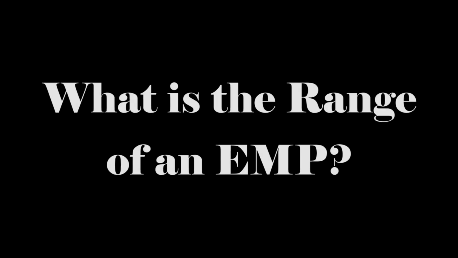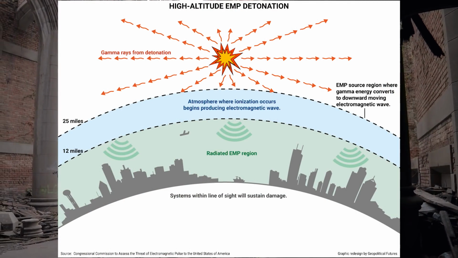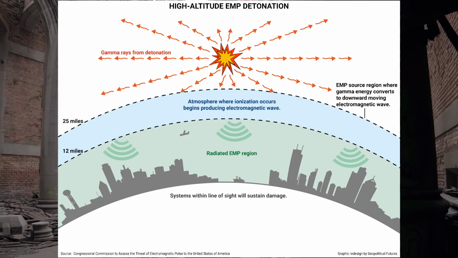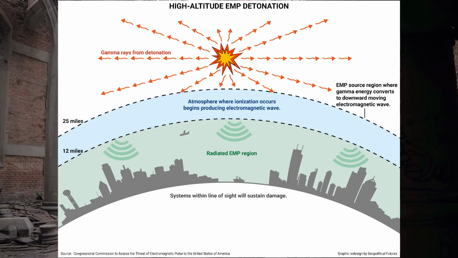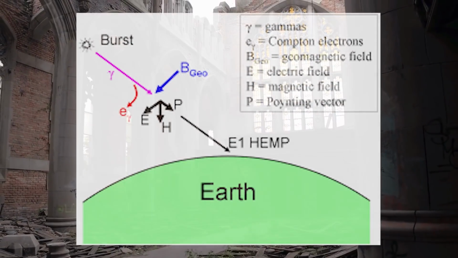Determining the range of effects. For equipment to be affected, the weapon needs to be above the visual horizon or the curvature of the Earth. Because of the nature of the pulse, it's doubtful that there would be much protection if the explosion were seen in the sky. The area covered by an EMP is dependent on the altitude of the detonation and the yield of the weapon.